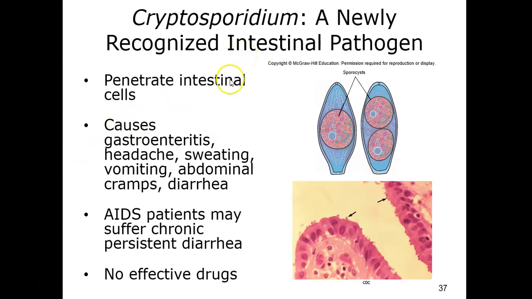They are able to penetrate those intestinal cells. AIDS patients can suffer, since they're immunocompromised, a chronic persistent diarrhea as a result of infection by these pathogens.